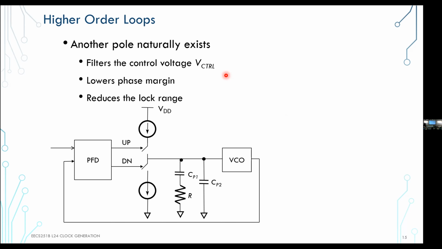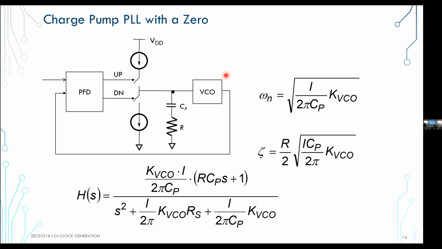Yeah. What do you mean with a zero in the previous? So this is a transfer function, right? It has two poles here because it's second order, and it has a zero here. Right. So you can essentially tweak where the zero is to lift the phase margin and basically improve the stability.